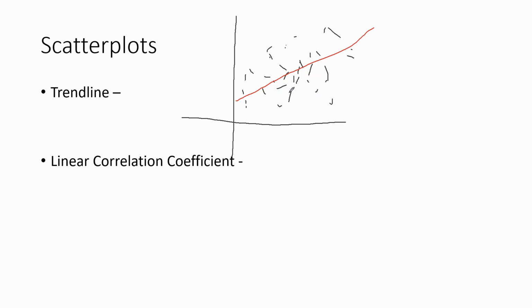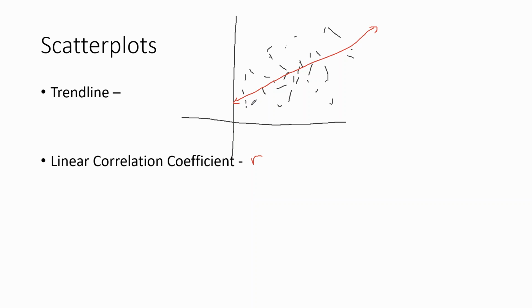But a trend line allows us to assign a linear model to it so that we can predict future stuff, right? So the trend line would be represented by this red line here. Now, the linear correlation coefficient is denoted by the letter R, and we will get this from Excel. I will show you that in just a moment. But the linear correlation coefficient describes how linear your data is.